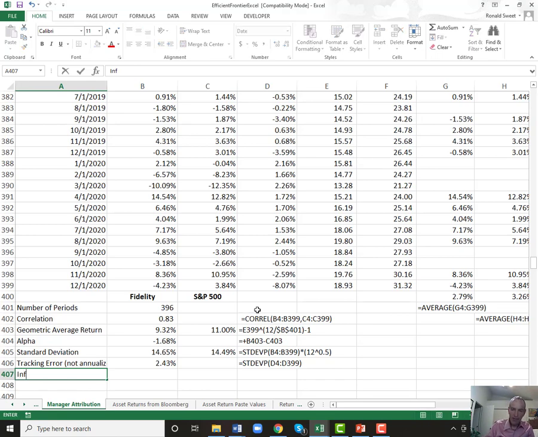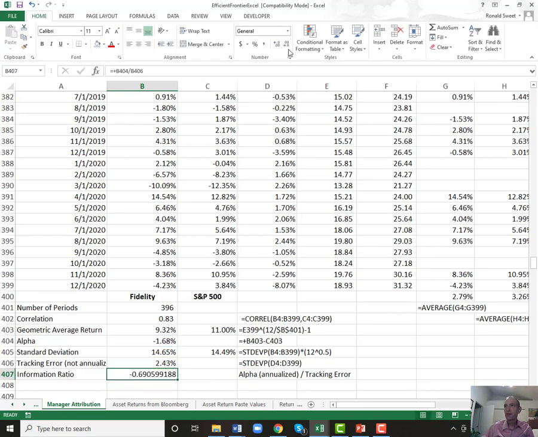The next thing we want is the information ratio. What the information ratio is, it's simply alpha annualized divided by tracking error, and tracking error, remember, is not annualized, so it's kind of a strange number statistically. But we just take their alpha and divide it by their tracking error, and theirs is going to be negative because their alpha is negative. So what are we looking for?